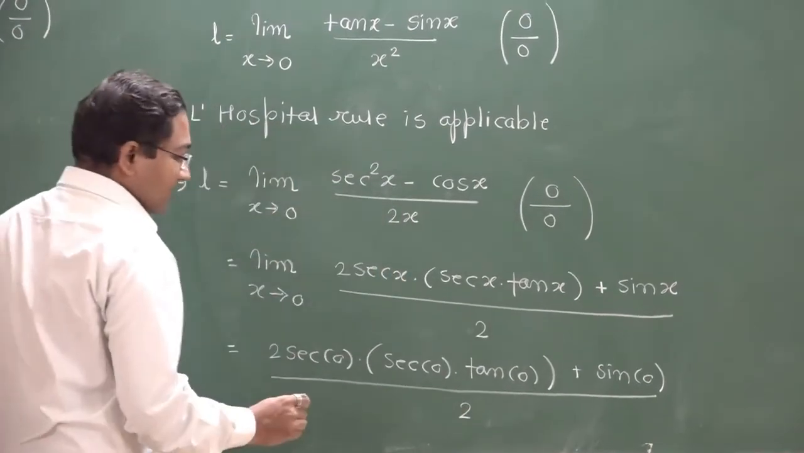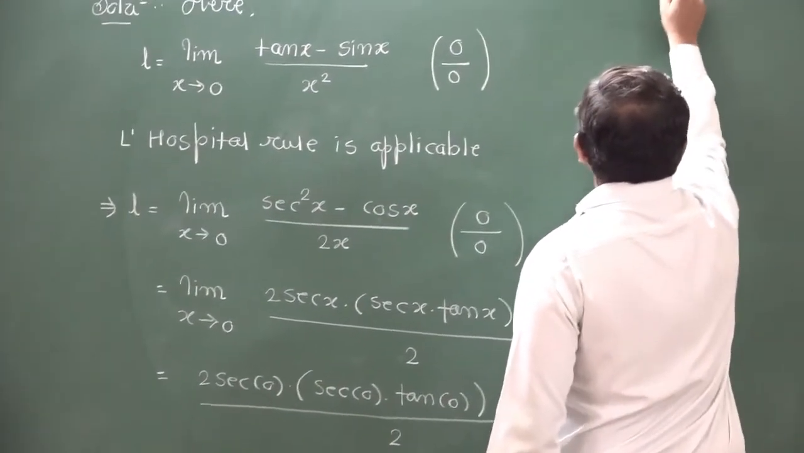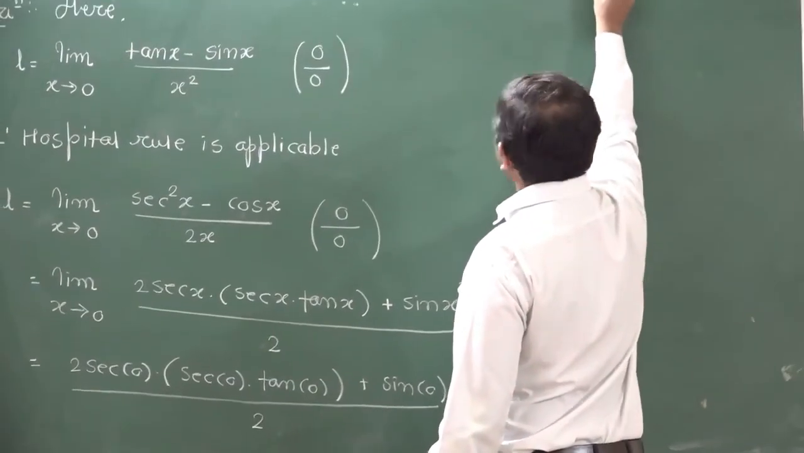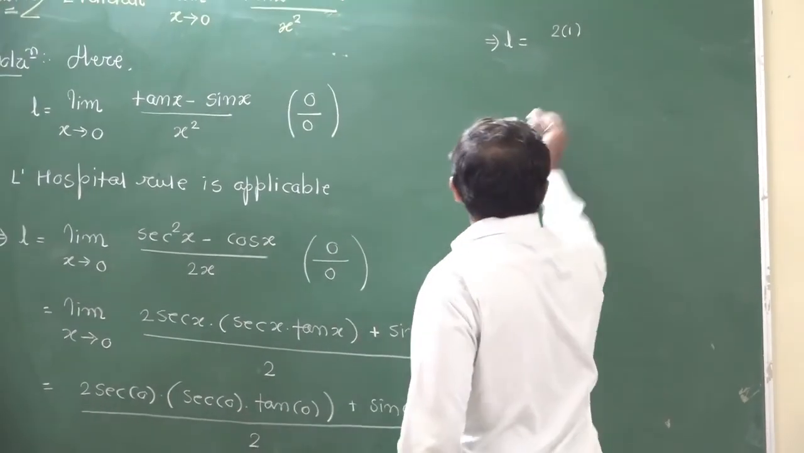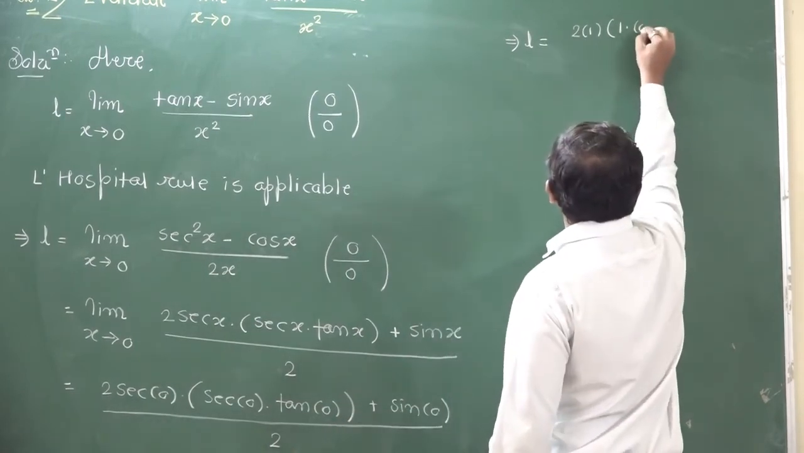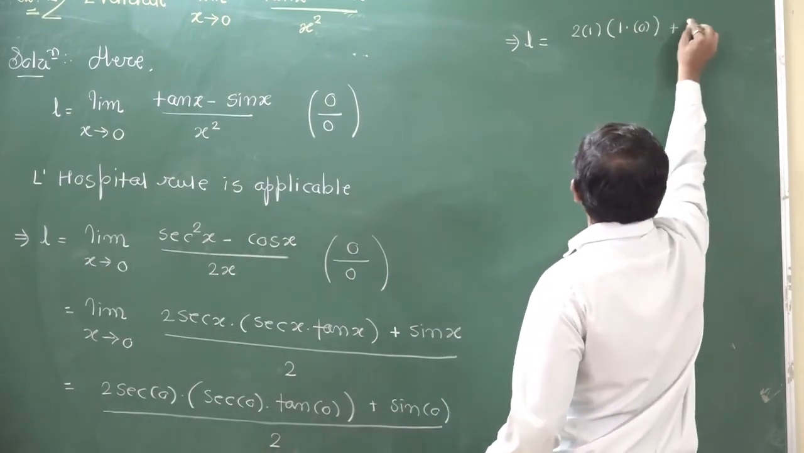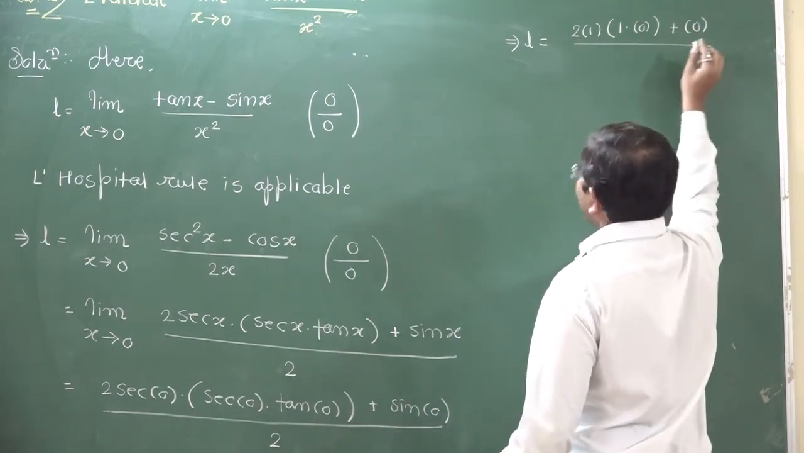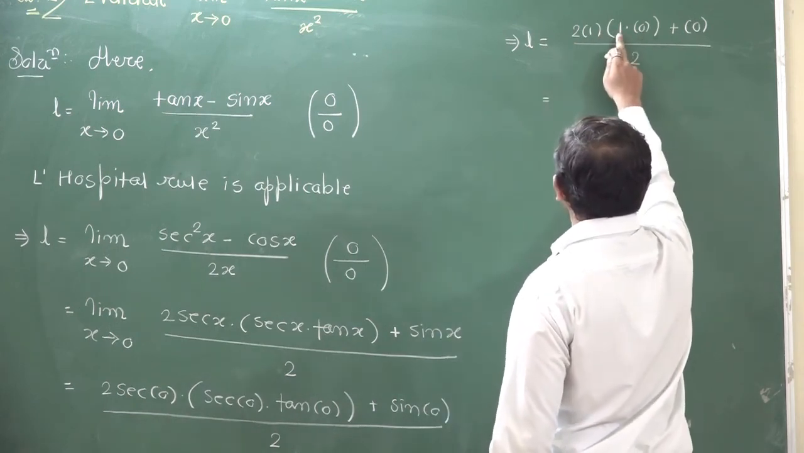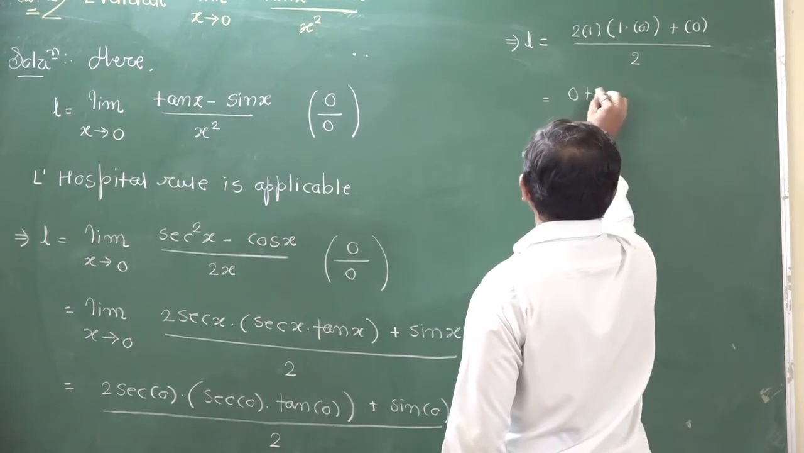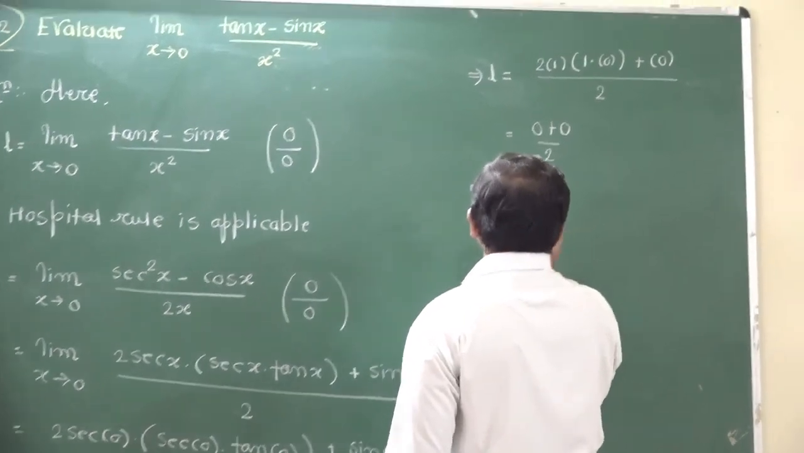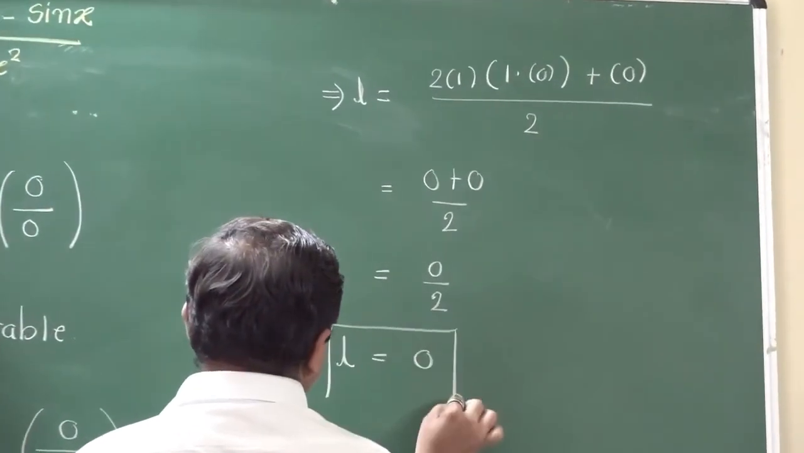Done. So what will we get as the answer? L equal to, here sec 0 is 1, so 2 into 1, sec 0 is 1, now tan 0 is 0, plus sin 0 is 0, divided by 2. So 2 into 1 into 1 into 0 is 0. 0 plus 0 by 2, we get 0 by 2, so that is 0. So our finite limit is 0 for the given function.